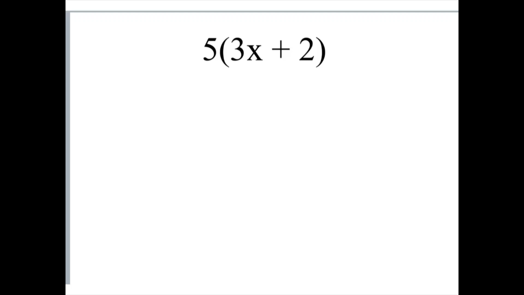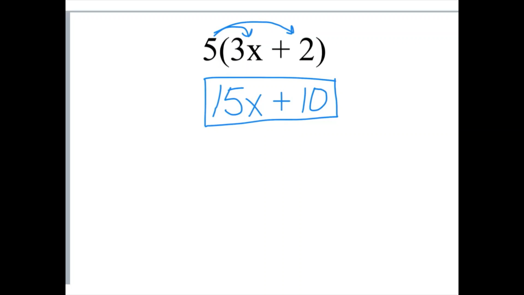I want you to pause the video and do this problem on your own and then turn the video back on. And at that point, I should have the whole thing set up so you can see if your work and my work and our answers match. So I'm going to ask you to pause it in 3, 2, 1. Okay, welcome back. I hope that you tried this on your own. Do you and I have the same final answer? I did 5 times 3x is 15x, and then 5 times positive 2 was positive 10.